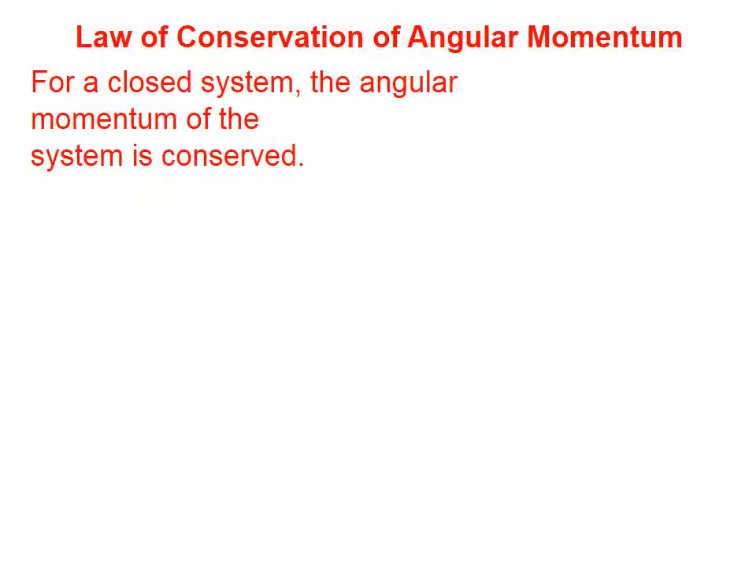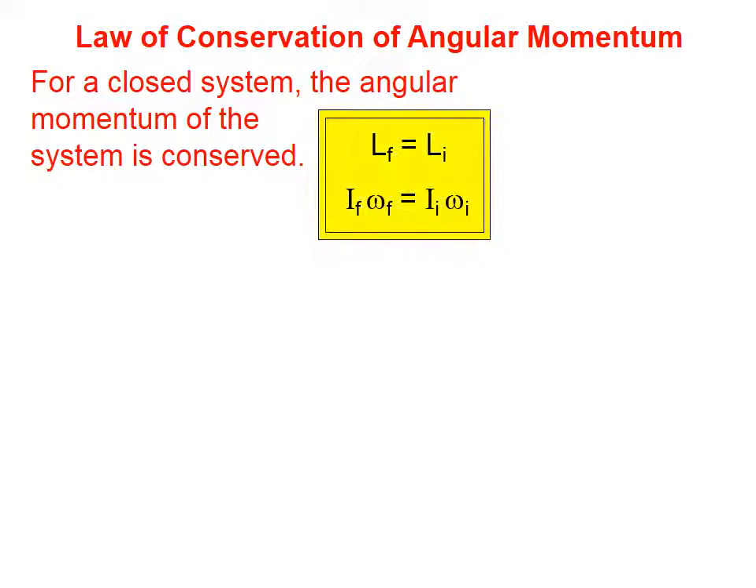The law of conservation of angular momentum says that for a closed system, the angular momentum of the system is conserved. And what that means is that the final angular momentum must equal the initial angular momentum. In a previous lesson, we learned that angular momentum was the product of moment of inertia times angular speed, so the final product of those values must equal the initial product of those values.